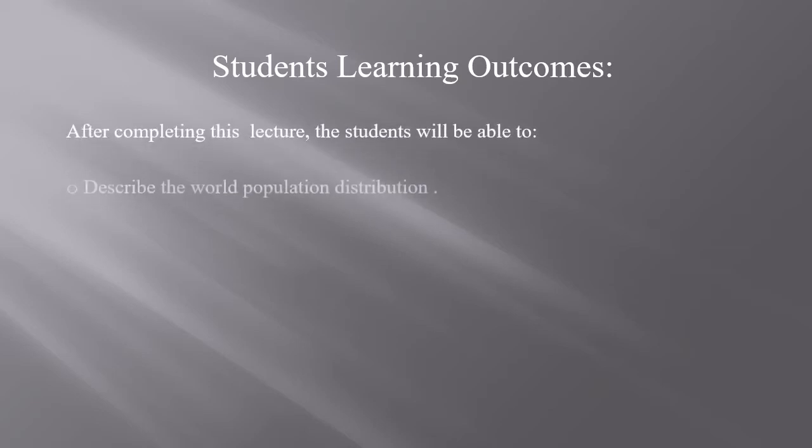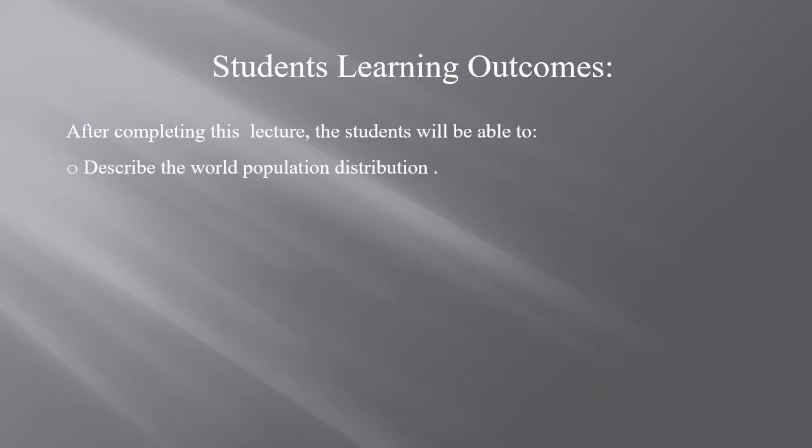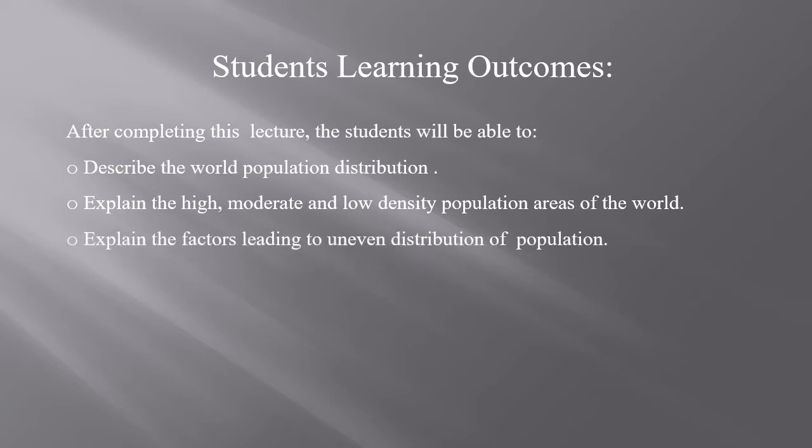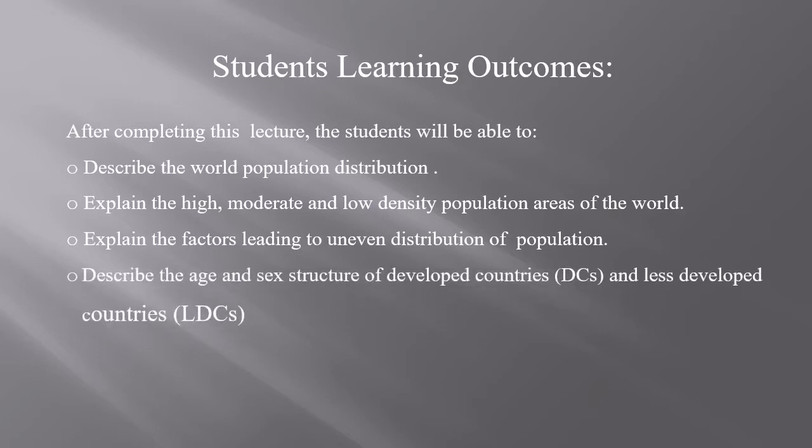Students' learning outcomes. After completing this lecture, the students will be able to describe the world population distribution. They will be able to explain the high, moderate, and low density population areas of the world. They will be able to explain the factors leading to uneven distribution of population. And they will be able to describe the age and sex structure of developed countries and less developed countries.